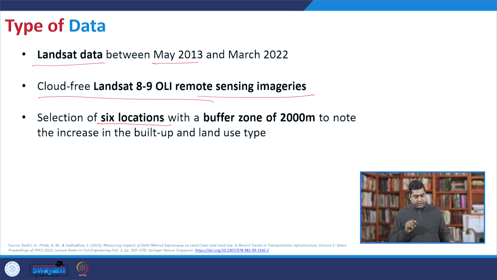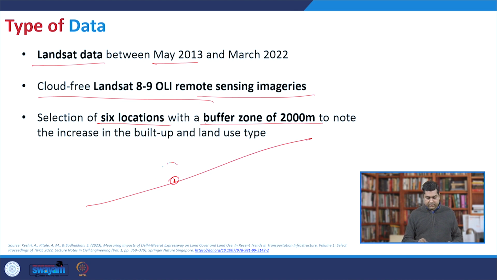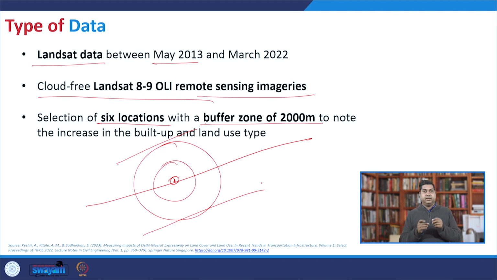So we have taken that kind of reasoning to pick up 6 locations, and also a buffer zone of 2 kilometers, 2000 meters. So along the corridor, when we select a particular node, we try to understand that within a 2 kilometer radius, or you can say the buffer, you take the offset. If this is the corridor, then you take the buffer 2 kilometers either side to see what are the changes.